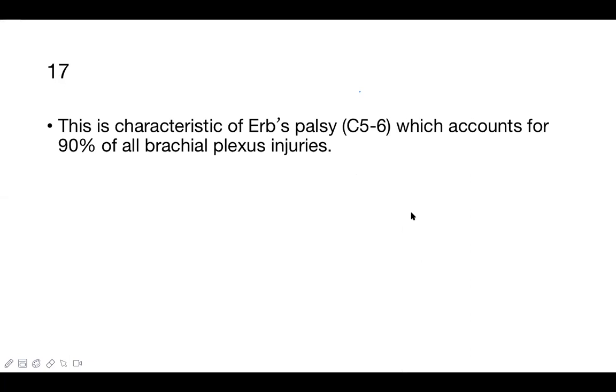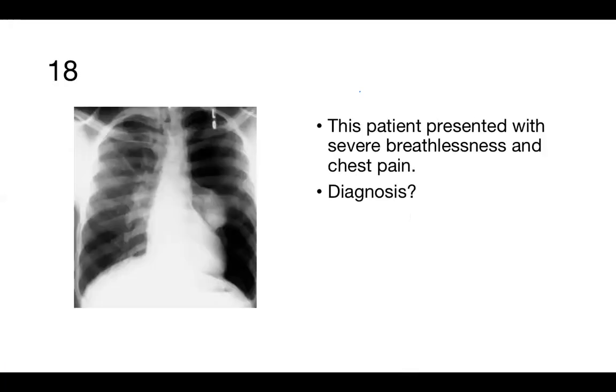Now, sometimes this Erb's palsy is just a minor type of nerve damage, isn't it? So you have studied that in orthopedics. Maybe there are different types of nerve damage. It starts from the very minor one to the big and even irreversible type of damage. Okay. Now, number 18.